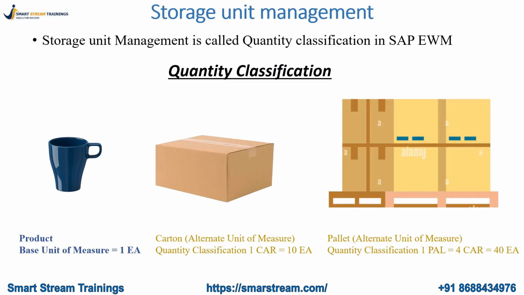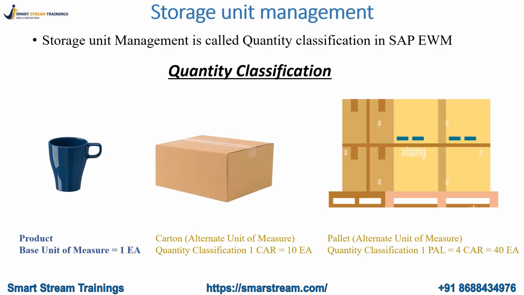So quantity classification is nothing but how many eaches make one carton. That is another unit of measure. Either we can measure the quantity of this product in eaches or in cartons. One each means one single product, and one carton means there are 10 products. That's what we have to understand as of now.